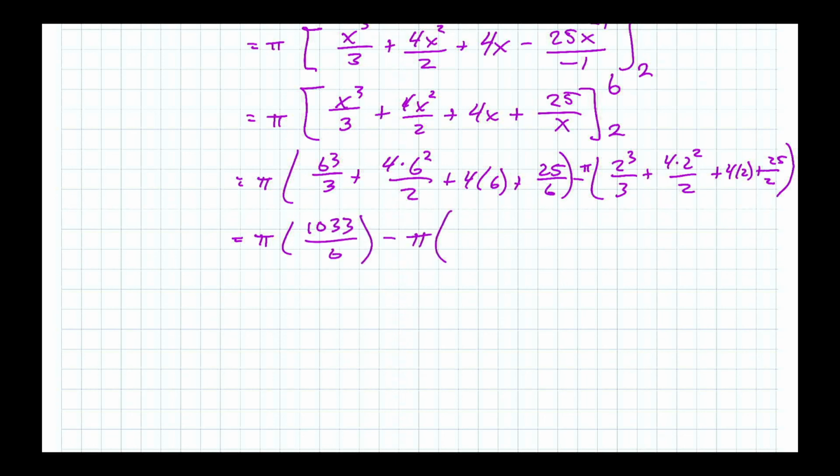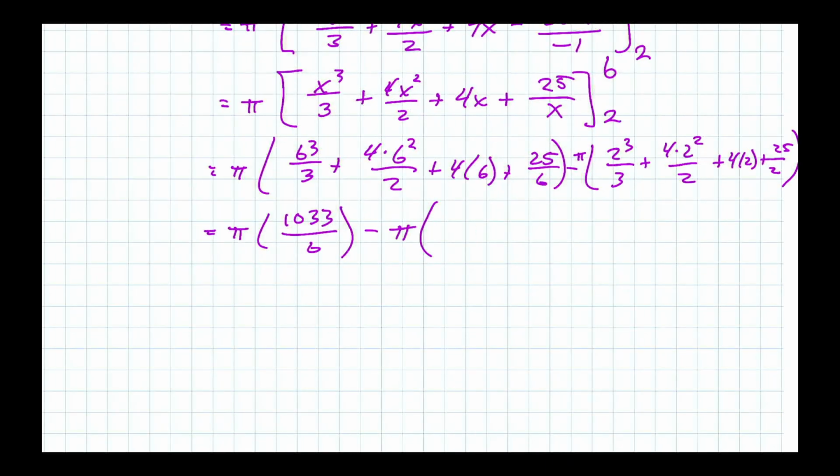And then the second one, what do we got? So I'm doing this, 8 over 3 to start with, 8 over 3 plus 4 times 4 over 2, 32 over 3. Oh, sorry, temporarily sidetracked here. Plus 8 plus 25 over 2, 187 over 6.